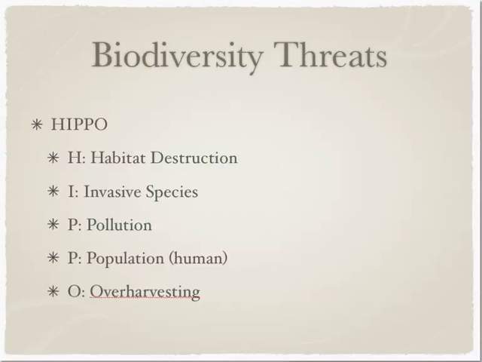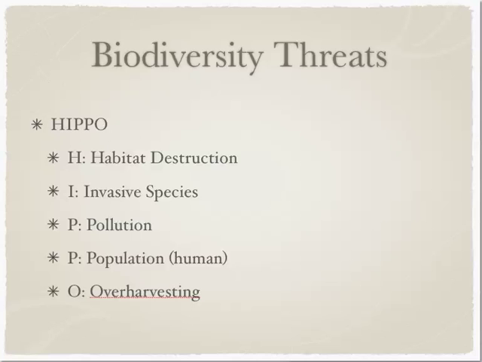Threats to biodiversity. We can remember the threats to biodiversity with a simple acronym, HIPPO. H, habitat destruction. This is when individuals come in and destroy a habitat, possibly to build or do expansion. I, invasive species. These are individuals who are introduced to a community and not native to that area or ecosystem. Usually invasive species are introduced by humans.